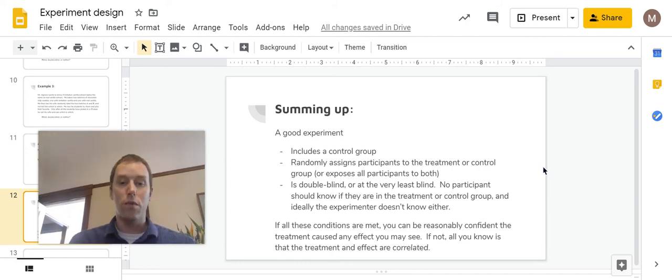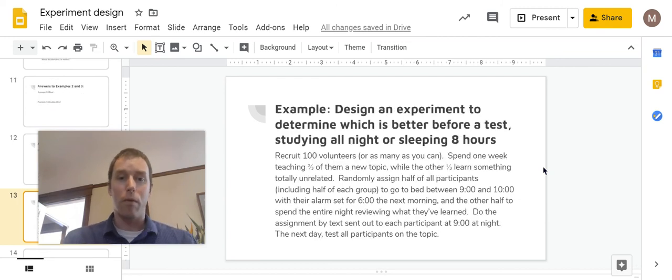If you meet these 3 conditions, you can be pretty confident that any effect that you see was actually caused by the treatment, as opposed to by what people chose or what they thought was going to happen or their own beliefs. If you don't follow these, then all you'd be able to say is that the treatment and the effect you see are correlated. You'd be able to say they're connected or they're related, but you wouldn't necessarily be able to know that the treatment caused the effect that you're seeing, just that the two seem to happen at the same time.